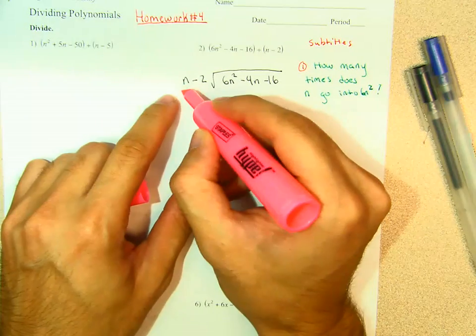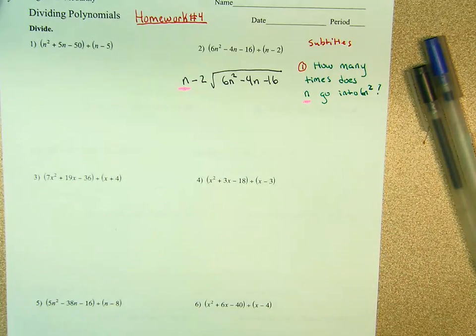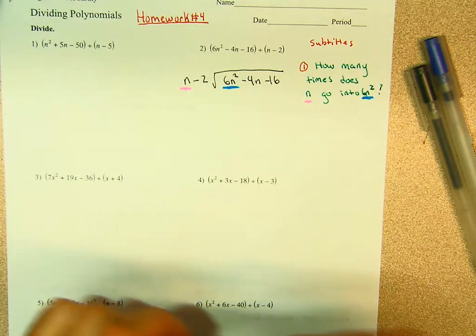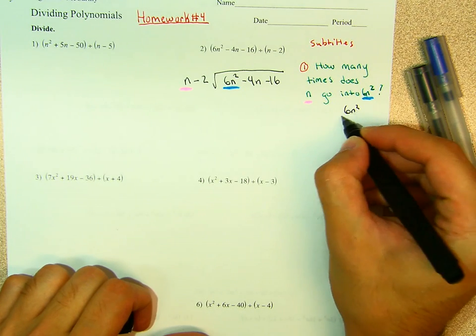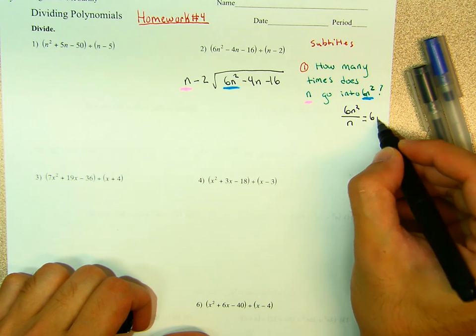Does this n go into 6n squared, right? Into this 6n squared. And then what's the algebra behind it? Always the algebra is 6n squared divided by n, and then this becomes 6n.